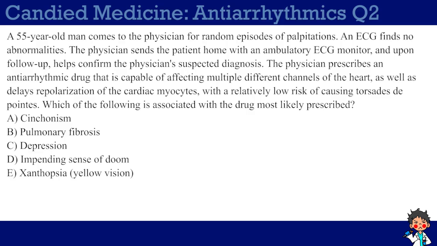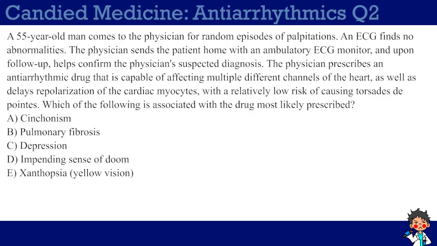Obviously I was a bit of a jerk here and hid the diagnosis from you, but it should be noted that's not even really important for answering the question, because I tell you that the antiarrhythmic drug I give is capable of affecting multiple different channels of the heart and delays repolarization of cardiac myocytes. So what does that sound like? Well, what ion do I need to repolarize the cardiac myocyte? I need potassium, right? That's phase 3 of the cardiac myocyte action potential. So if I'm delaying repolarization, that probably means I'm using a potassium channel blocker.